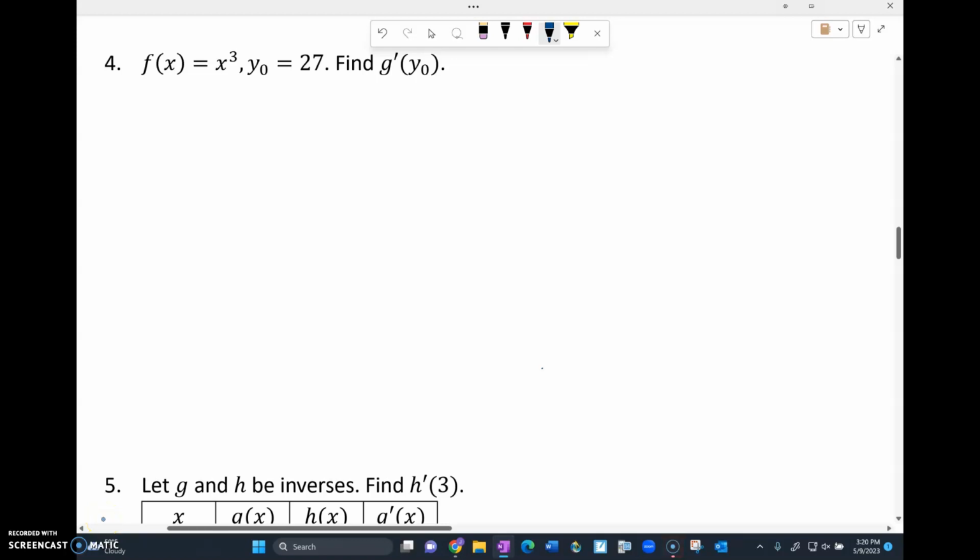All right, so let's take a look at this question here. It says that f of x is equal to x cubed, and I guess for this one I left it out, but we can assume here that since this is all about inverses, g is the inverse of f. And it tells us that y sub 0 is 27.